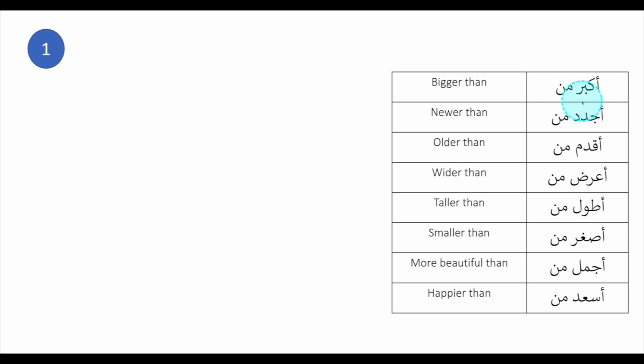So we have conjugated the comparative out of the single adjective, by deleting the letter ya, then adding an alif to the beginning of it and ending up with min, which means than. So we ended up with akbar min, ajdad min, aqdam min, a'rad min, atwal min, asghar min, ajmal min, as'ad min. And to remind you, this was the form for the comparative.